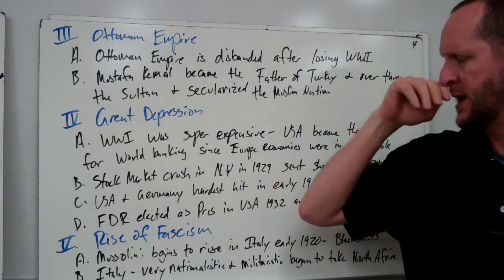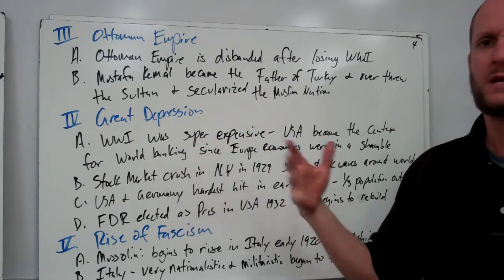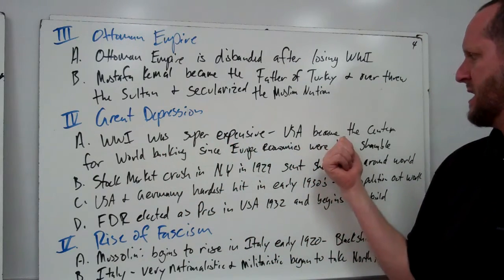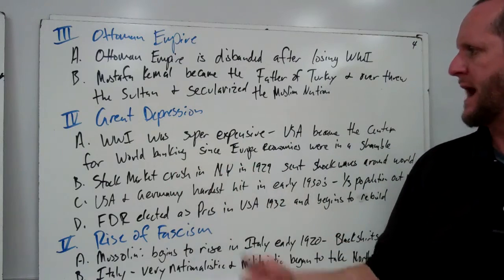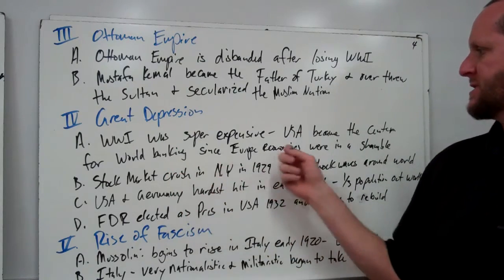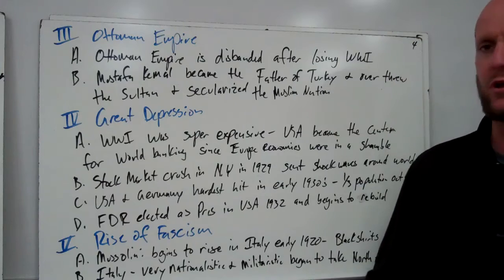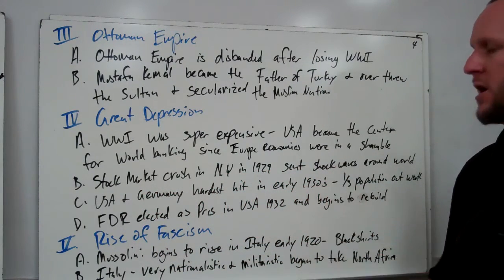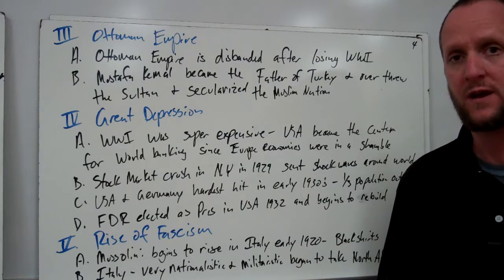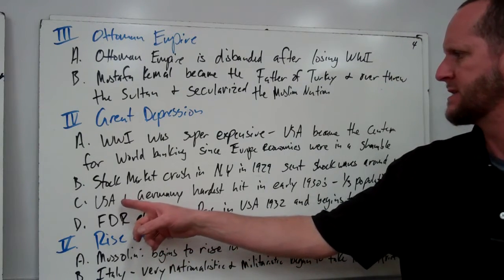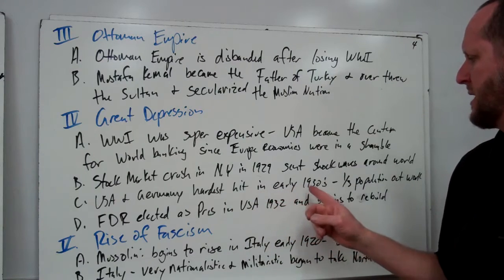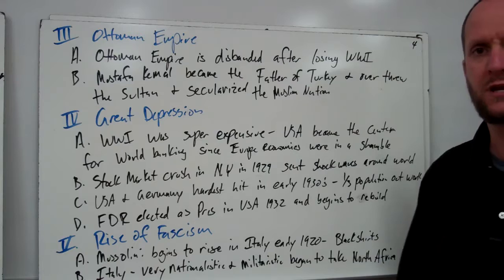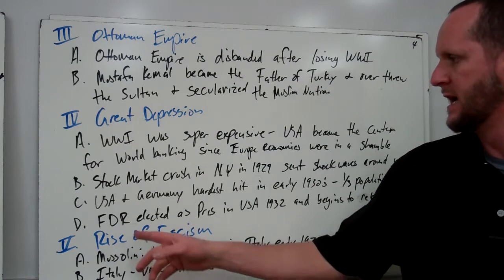Shortly after this, into the 1920s, the Great Depression begins to take over most of the world. World War I was super expensive. The United States became the center of world banking since European economies were in shambles. The stock market crash in New York City in 1929 sent shockwaves around the world, and it really did affect everybody. The United States and Germany were the hardest hit in the early 1930s, with at some point, a third of the population in these countries out of work.